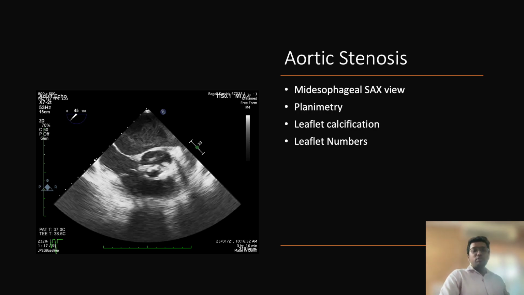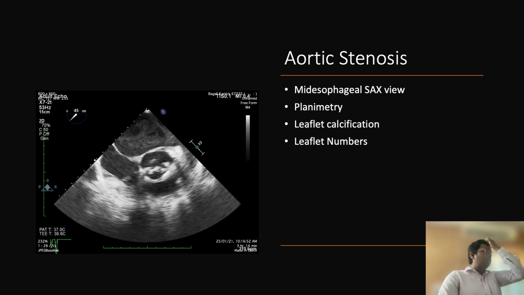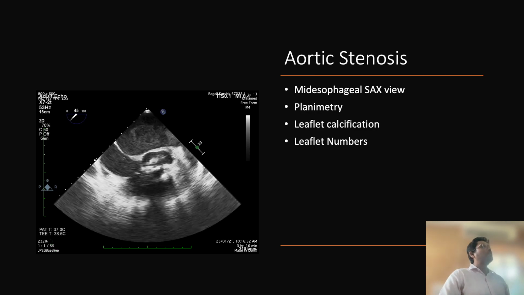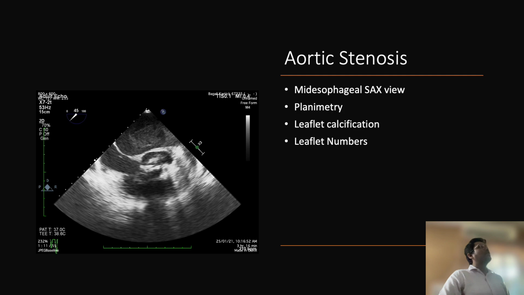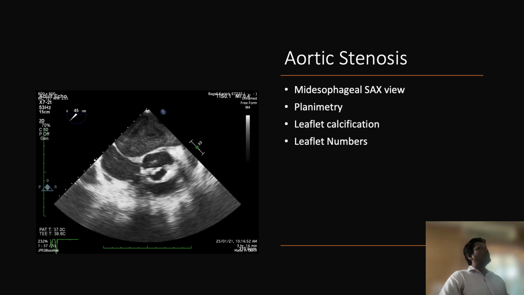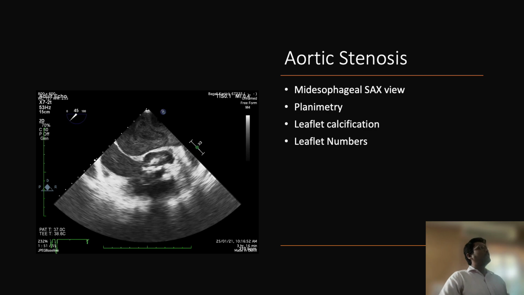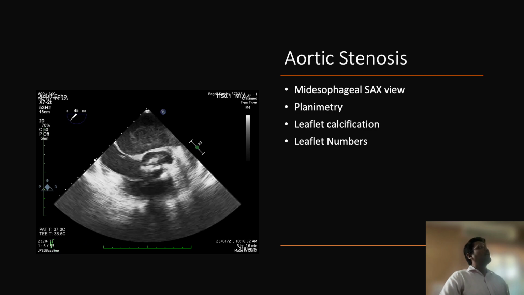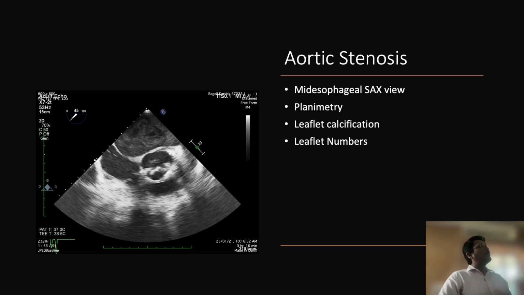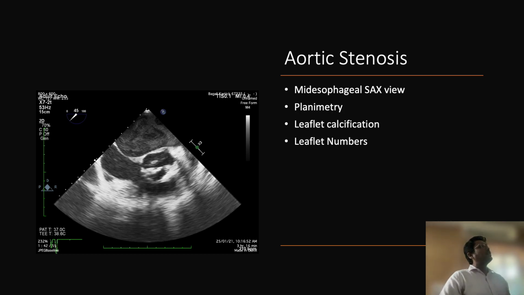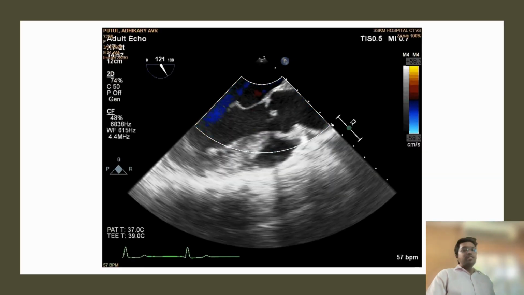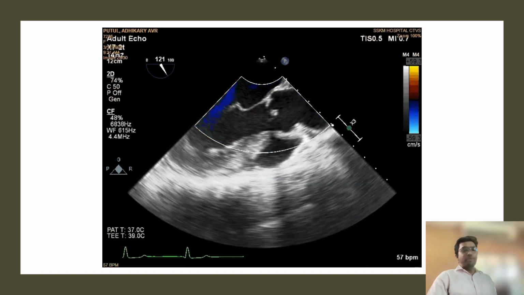Now comes aortic stenosis. This is a mid-esophageal short axis view, and in this view we can do the planimetry of the aortic valve, and also see the leaflet calcification and leaflet number. Here you can see these aortic valve leaflets are grossly calcified, and the calcification is more in the RCC, and a trivial amount of calcification we can see in the NCC and the LCC. So this is a case of pure AS.